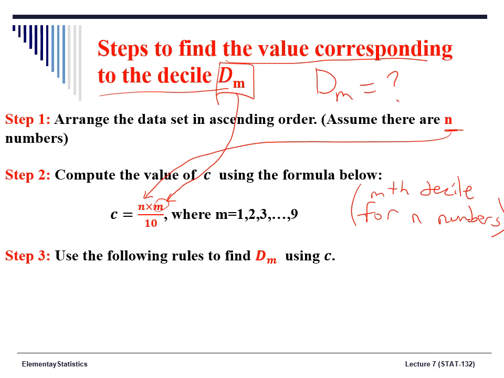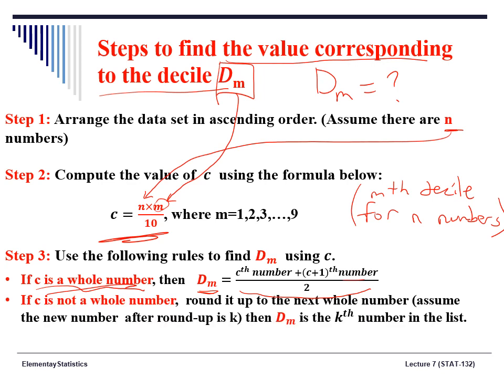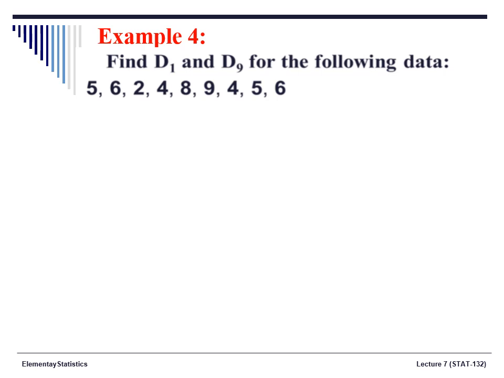Then you find C, and here is the rule, depending on C. If C is a whole number, then the m-th decile of this data set is the average of the C-th number and the (C+1)-th number, that is, their sum divided by 2. And if C is not a whole number, you round it up to the next whole number, let's say it's K, then Dm is the K-th number in the list. So let's do an example.